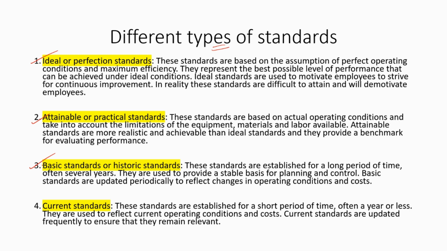Basic standards or historic standards. These standards are established for a long period of time, often several years. They are used to provide a stable basis for planning and control. Basic standards are updated periodically to reflect changes in operating conditions and costs. Finally, the current standards. These standards are established for a short period of time, often a year or less. They are used to reflect current operating conditions and costs. Current standards are updated frequently to ensure that they remain relevant.